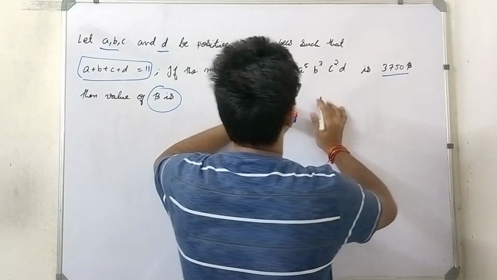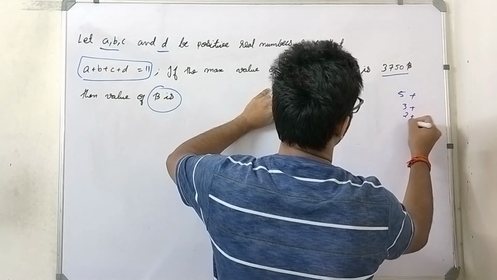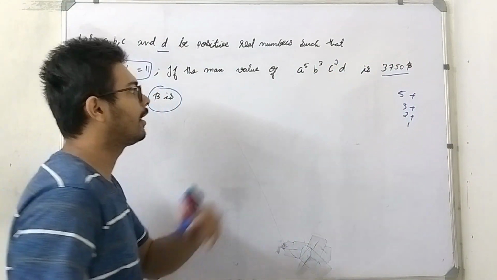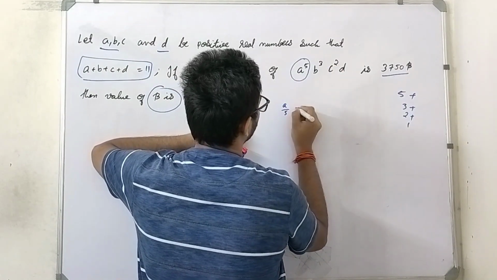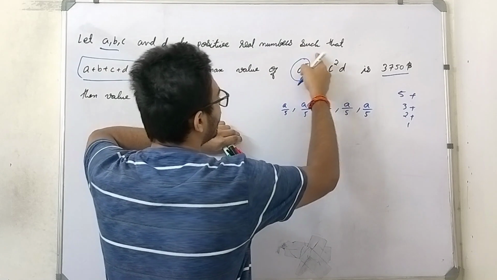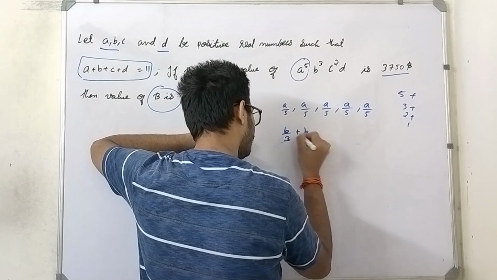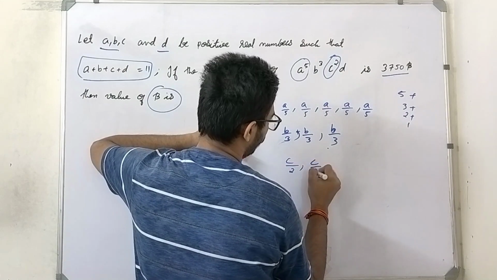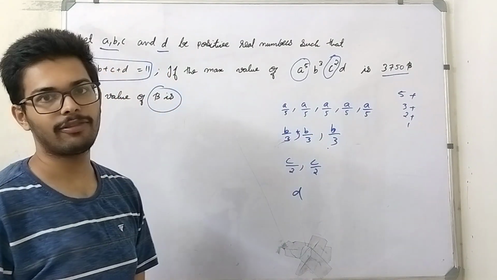It's given that the powers of a, b, c, d, if you add these powers, you will get 5 plus 3 plus 2 plus 1, which means the sum of the powers is 11, which means we can form 11 numbers. How can you form them? 5 numbers having a: a by 5, a by 5, a by 5, a by 5, again a by 5. And 3 numbers with b: b by 3, b by 3, b by 3. And 2 numbers having c: c by 2, c by 2, and d, only one number. This is how you can form 11 numbers.